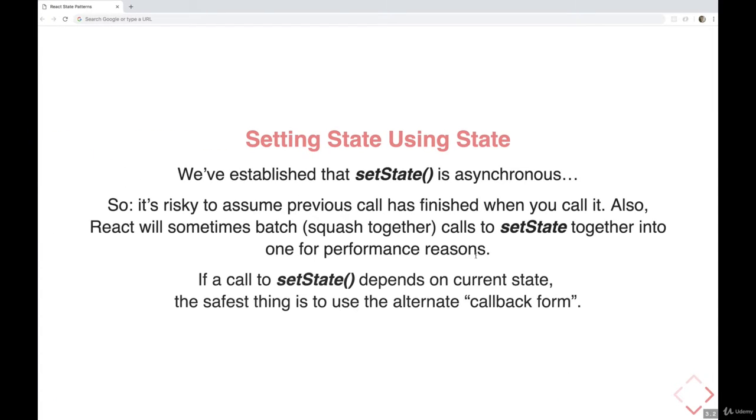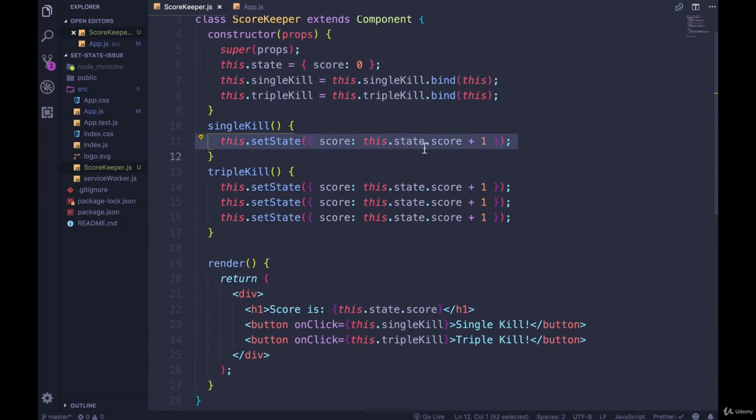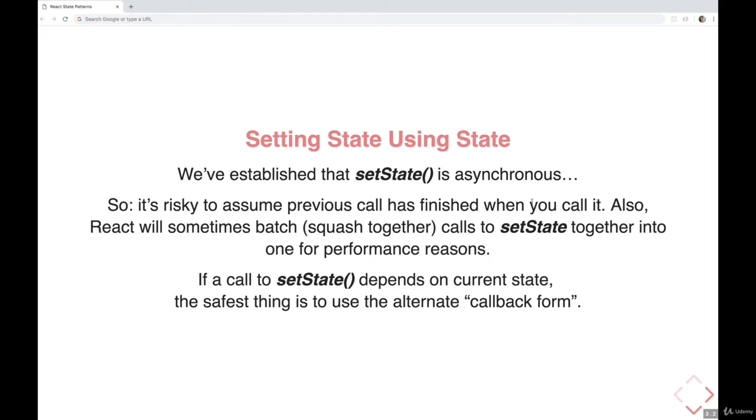Instead, we can use an alternate callback form. So if your set state call depends on the current state, a value that's already in there, it's best to use the alternate callback form. And we saw we don't have to do that in certain situations. This certainly worked okay. But then this silly demonstration hopefully makes the point of why you should care about it and why it's best, if you are updating existing values in the state, to use the callback form.